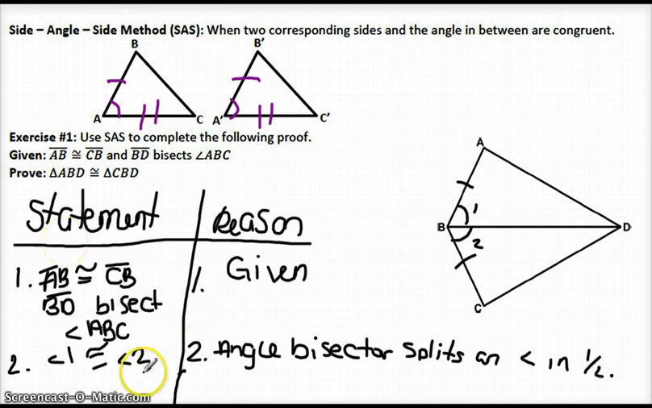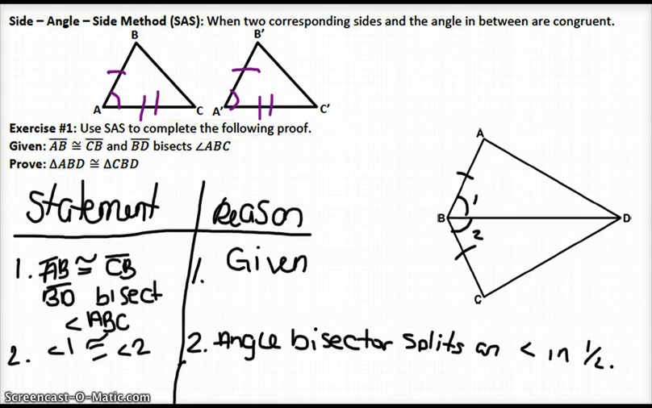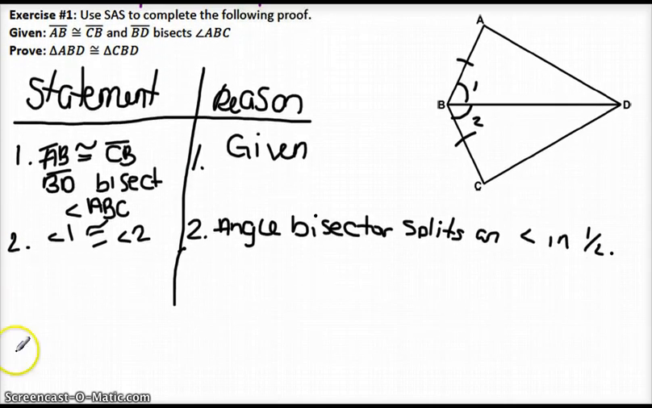Now, I have two things so far. I have a side and I have an angle, but remember I need one more side. So one other property that we used today was anything that is overlapping, we could mark with this little X here. It's known as the reflexive property.